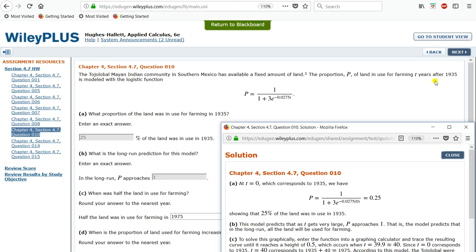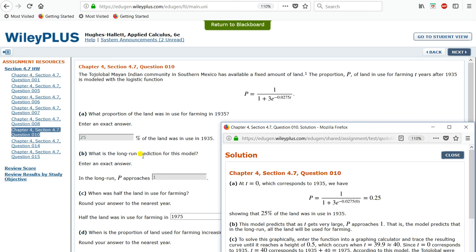We know that 1935 is the year this model was using. So at this year, T is measured after this year, which means T should be 0. So 1935 means that T equals 0 in this model. And you sub in 0, you find P to be 0.25 or 25%.